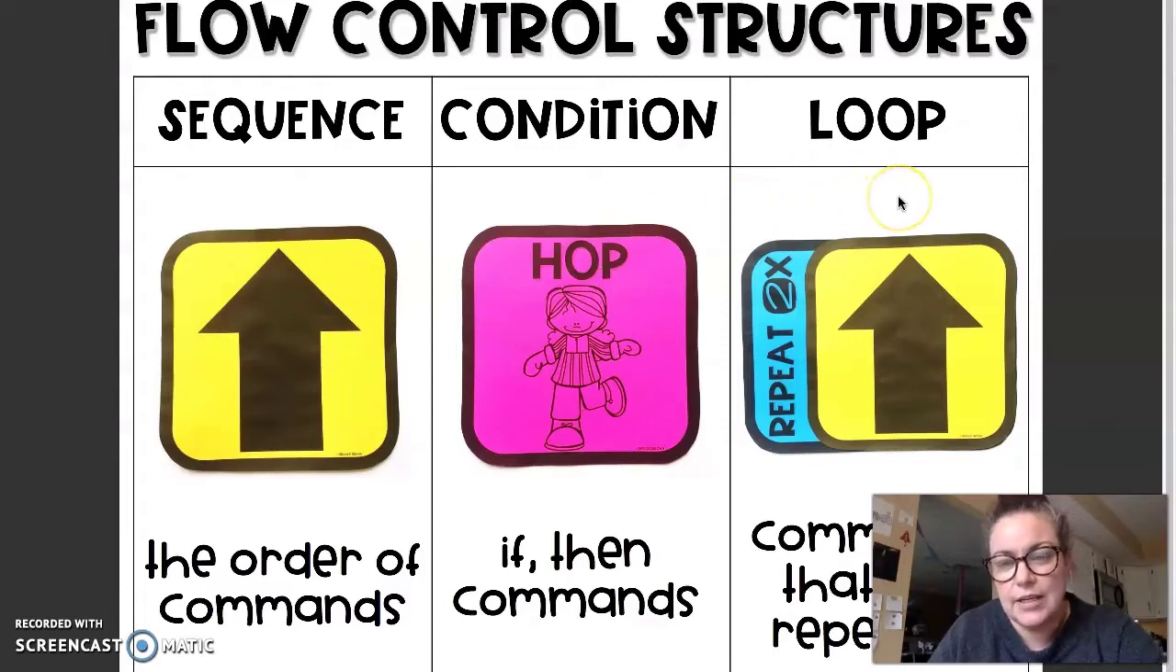And then the last one is a loop. Do you guys remember what a loop is? A loop is a repeat block, right? It tells the computer how many times to follow the directions. So when we're coding, we want to make sure that our sequence is correct. We want to try and use conditions so that our computer knows when to do things. And we want to use loops so that our computer knows how many times to do something and we're not giving it too many instructions.